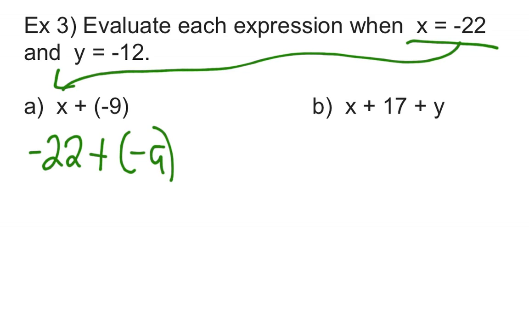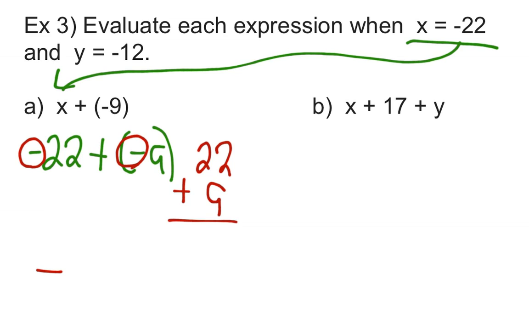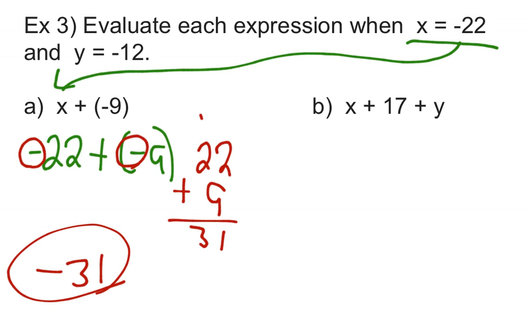And now it's no different than anything else we did today. The signs are the same because I have a negative 22 and a negative 9. Signs are the same, we're going to keep the sign. And then, since the signs are the same, we're going to add these two things. 22 plus 9 gives me 31. And since they were both negative, we get a negative answer. So negative 31.